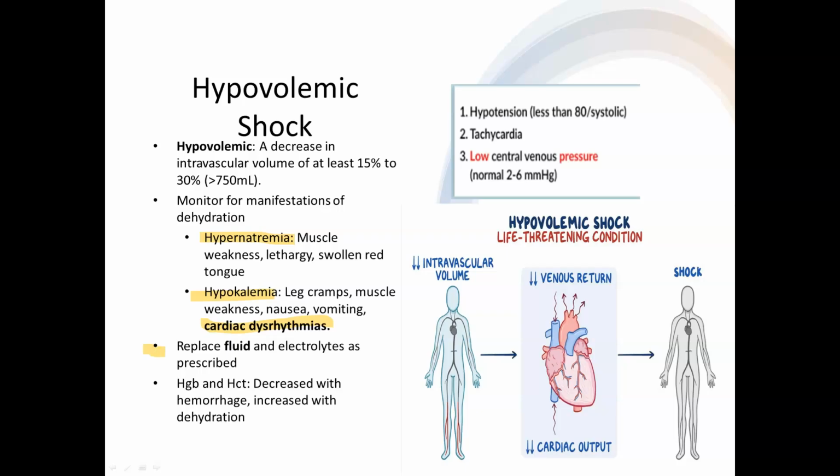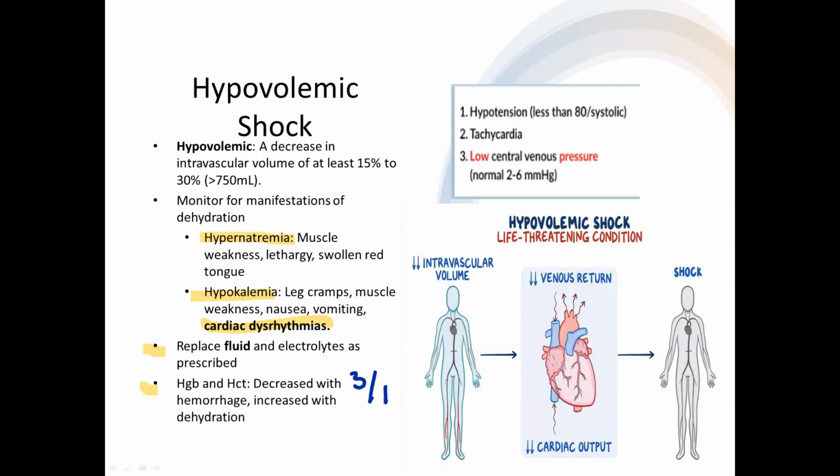Your first thing is going to be to replace fluids. You can monitor hemoglobin and hematocrit. Remember that it's a 3-to-1 ratio basically, and again, that's just a tool. It's not an absolute rule, but it will help you with hemoglobin and hematocrit comparisons.